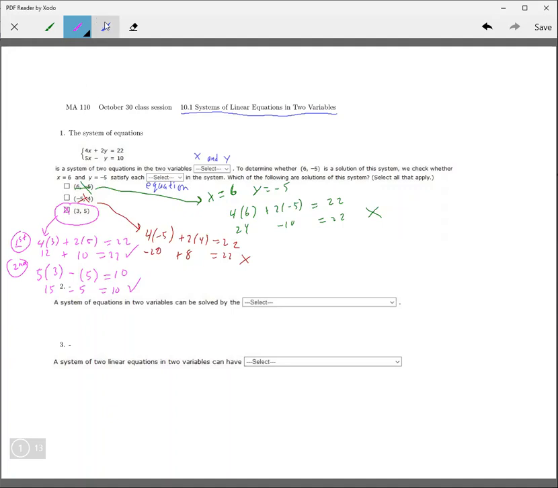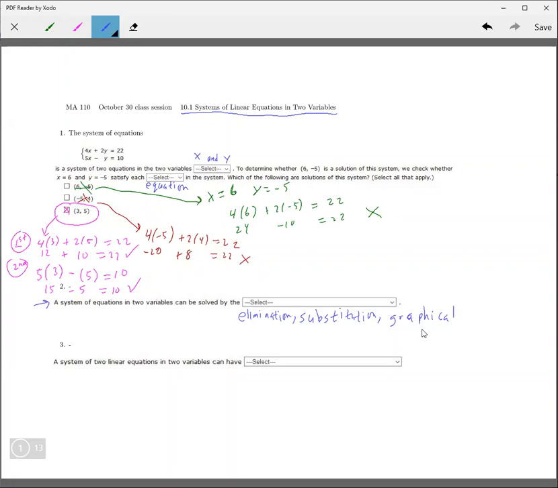Okay, so let's look at number 2. A system of equations in two variables can be solved. There are 3 different ways to solve these systems. There's elimination, and we'll kind of touch on each of these. There's substitution. And then there's graphically, so doing a graph.